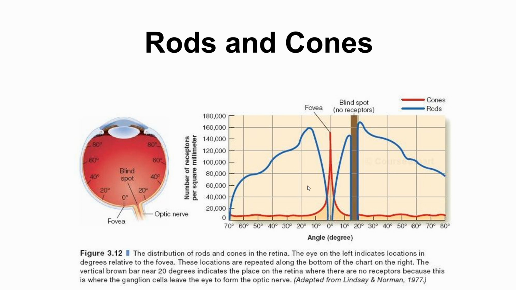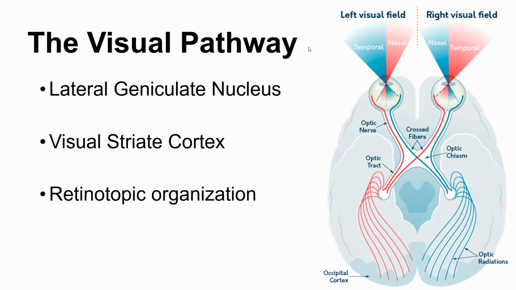So in the eye overall, we have lots more rods than cones. But if you were asked at the fovea, which kind of cell do you have more of? At the fovea, we have more cones than rods. That's a good visualization of the distribution of these two types of receptors.